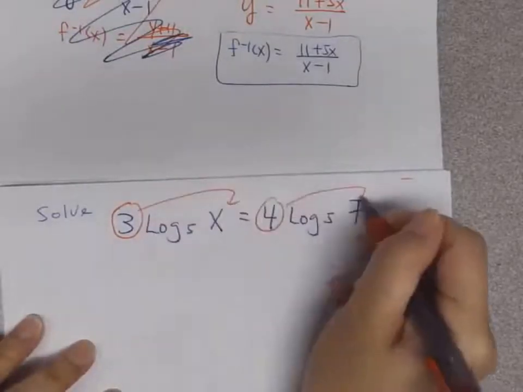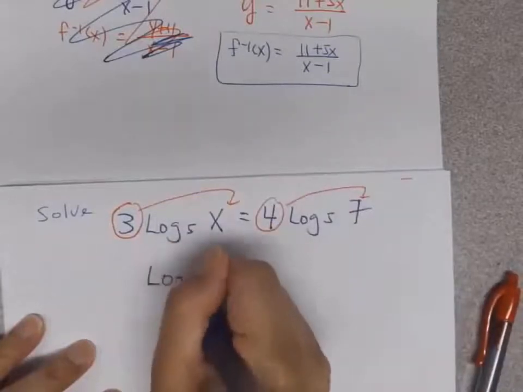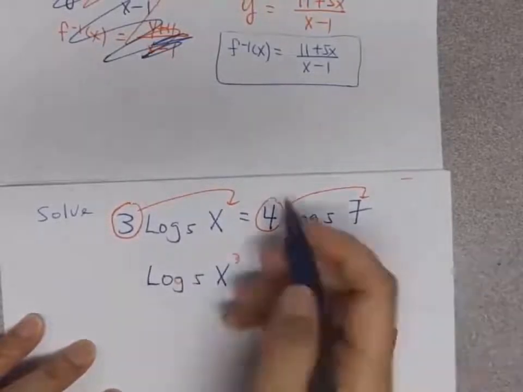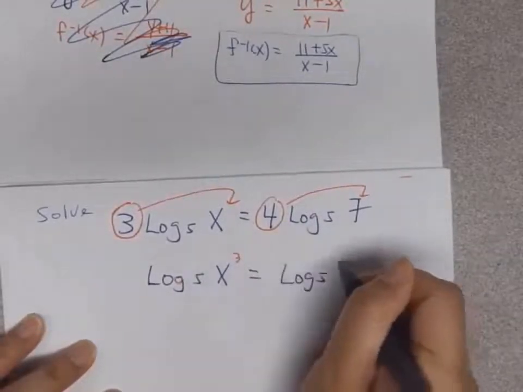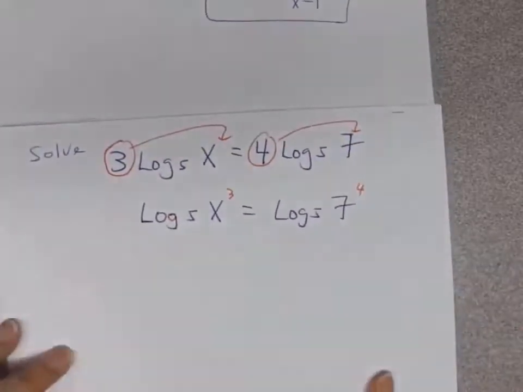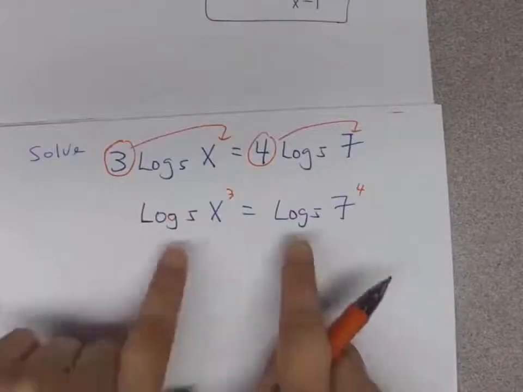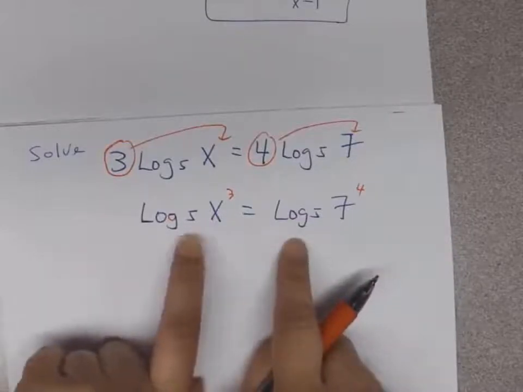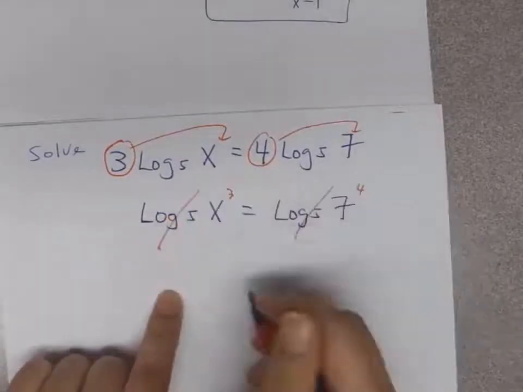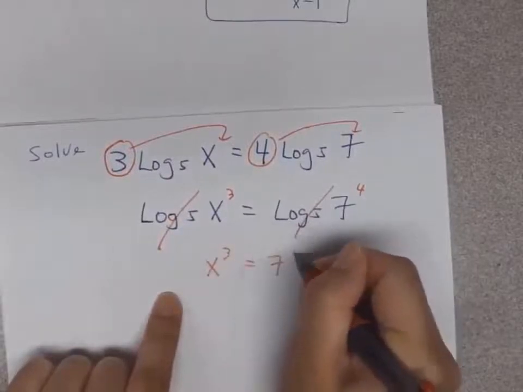Exponents, very good. So this turns into exponents. So this is log base 5 of x to the third power equal to log base 5 of 7 raised to the fourth power. Is that okay? Okay, so now what do we do? You have the same log on both sides, same base, just one term on each side. We can do what? We can cancel it. So basically we have x cubed equal to 7 raised to the fourth power.